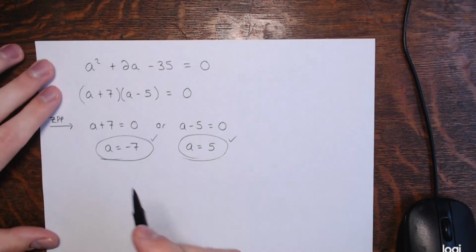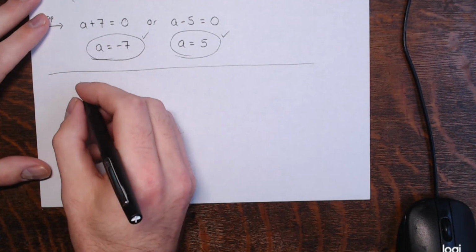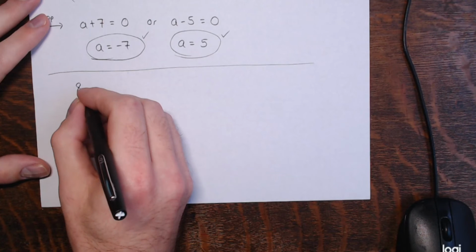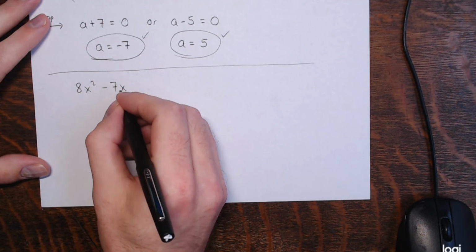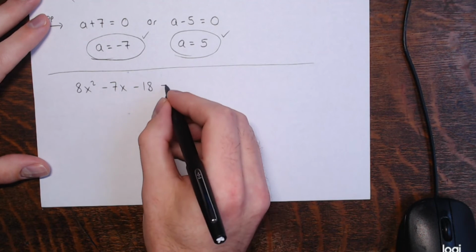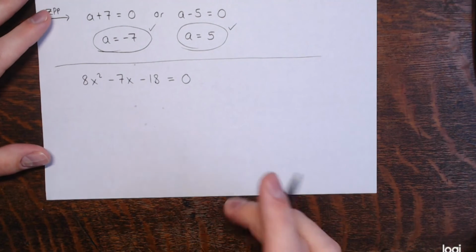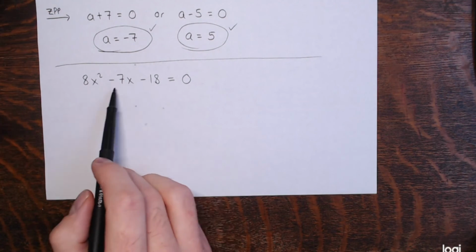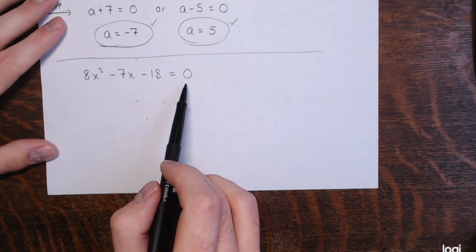Alright, so let's keep this page up and write it here. So we got 8x squared minus 7x minus 18 equals 0. And once again, this isn't always going to happen, but they already have it the way that I want to begin. Everything on one side, 0 on the other.